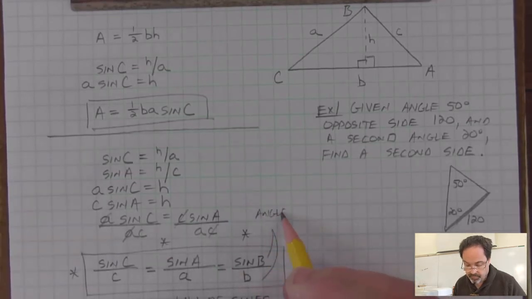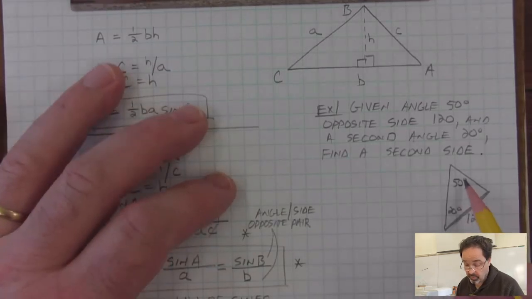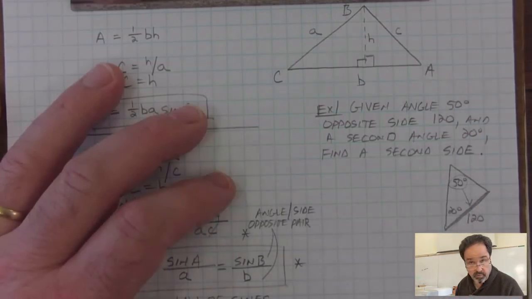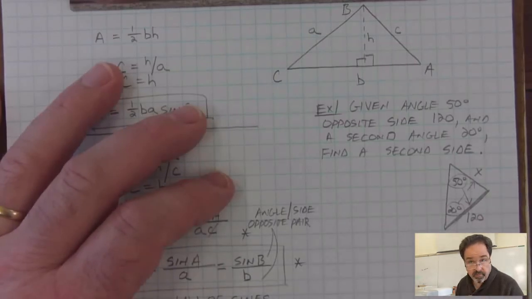We call them angle side opposite pairs. So when we use the law of sines, we're looking for pairs of angles and sides that are opposite. The 50 degrees and the 120 is one of those angle side opposite pairs. So the side that we're going to find has got to be the one that is opposite this 20 degrees. We'll call it x, because it's the one that's going to be used in the law of sines.